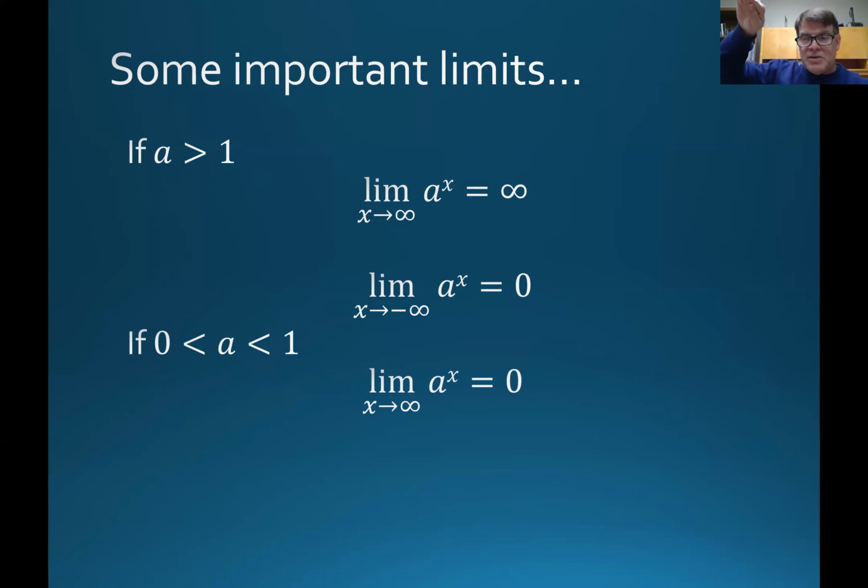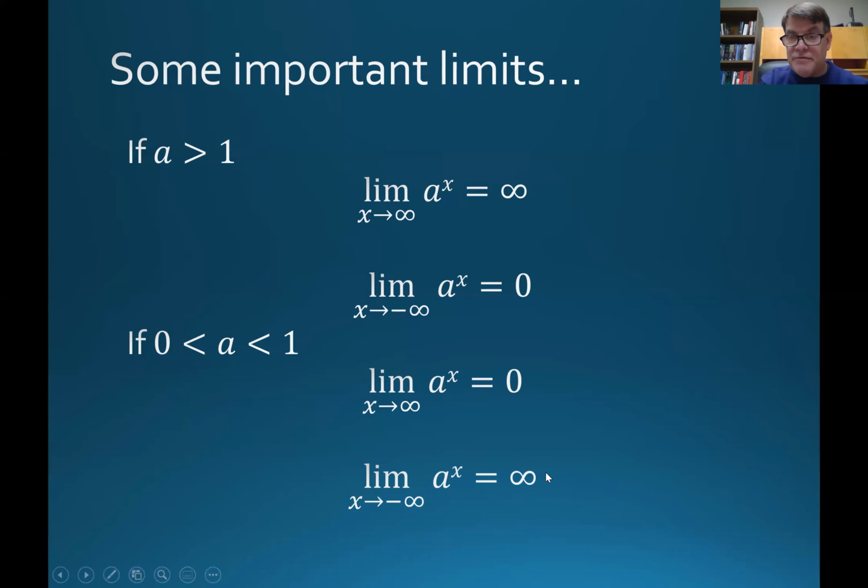So as it goes toward infinity, it's going to approach 0 because it's decreasing. The function a to the x is decreasing in between here. On the other hand, as it approaches negative infinity, remember it's decreasing, so it's going to approach infinity. So exactly the opposite. So those are some important limits relating to the exponential function a to the x.